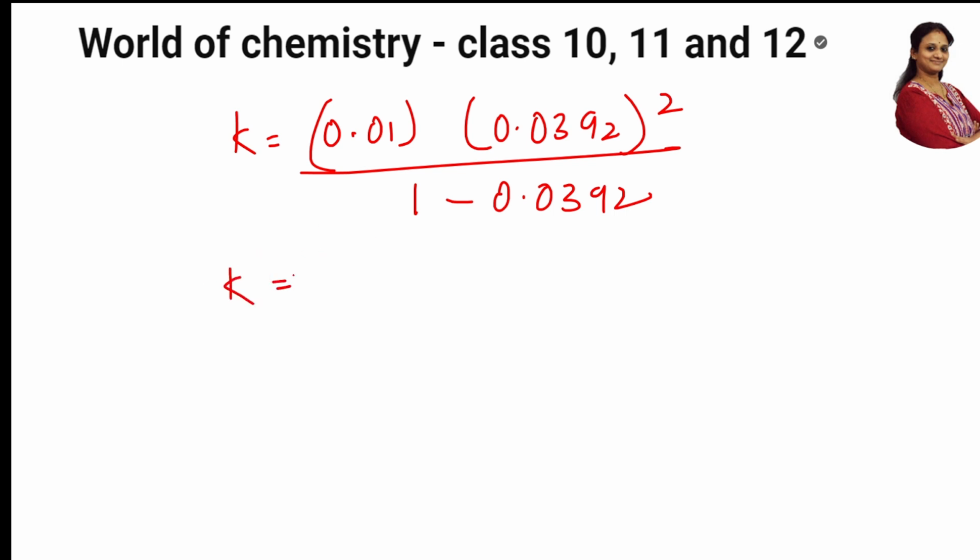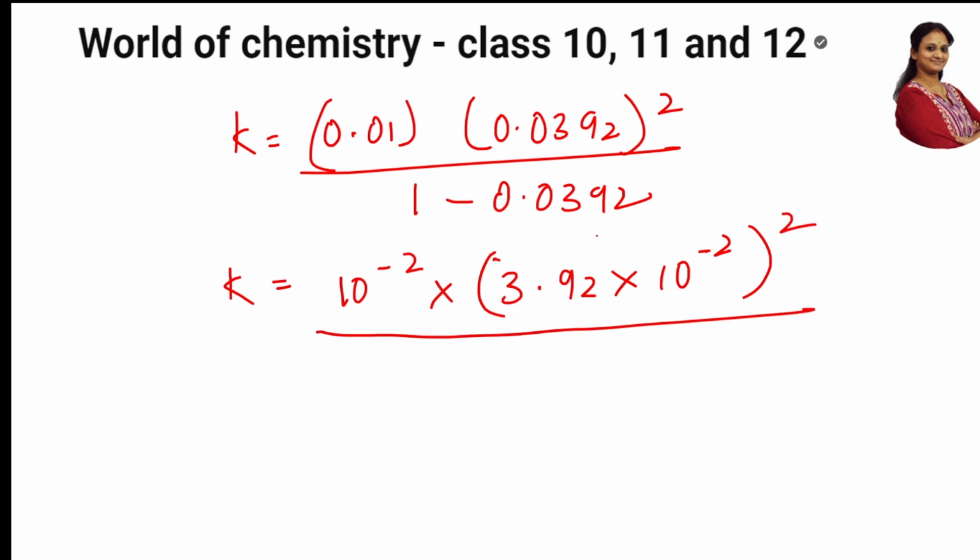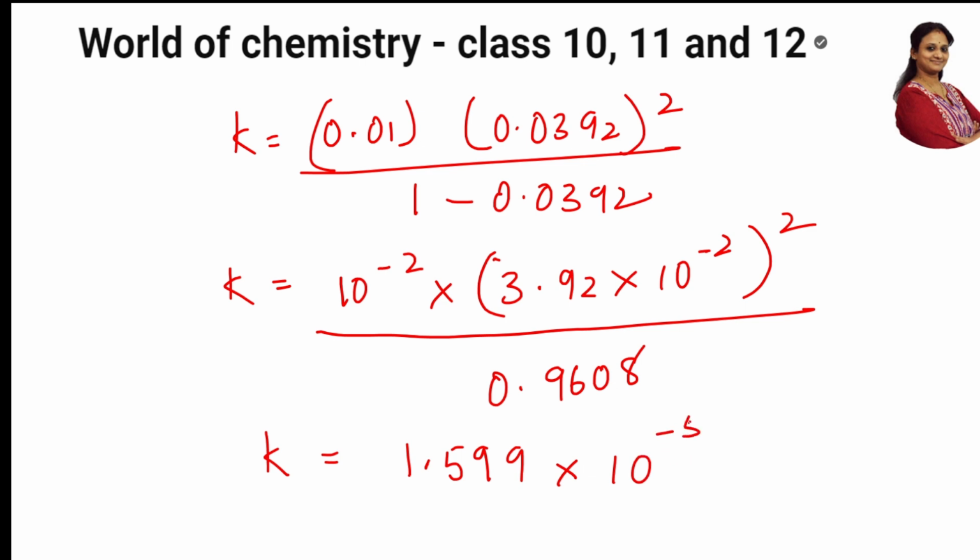Now, if I simplify, I can write 0.01 as 10 raised to minus 2, and 0.0392 as 3.92 into 10 raised to minus 2. And 1 minus 0.0392 comes to almost 0.96. When I solved, I got an answer of 1.599 into 10 raised to the power of minus 5. You also work out and check this answer.